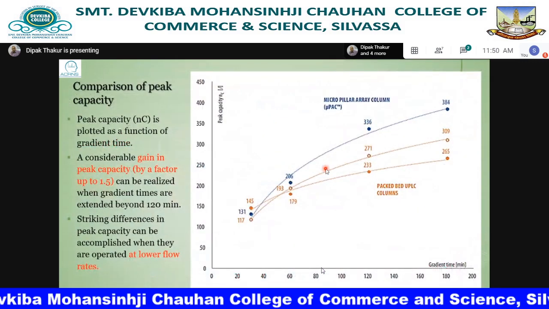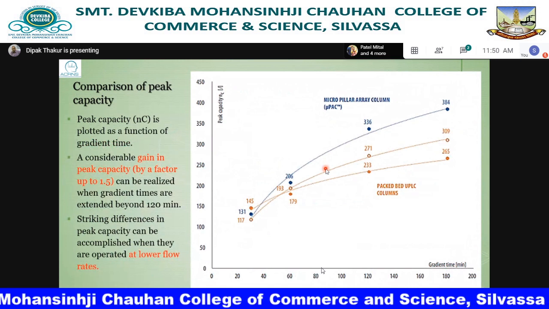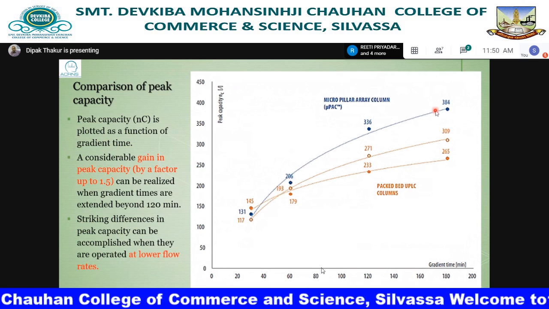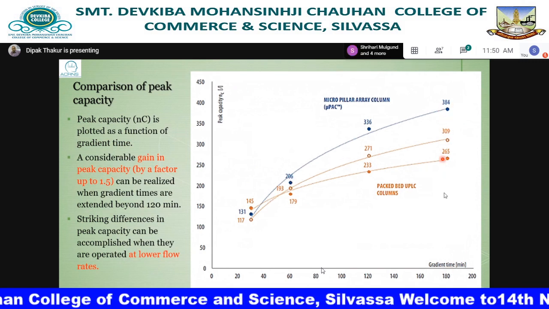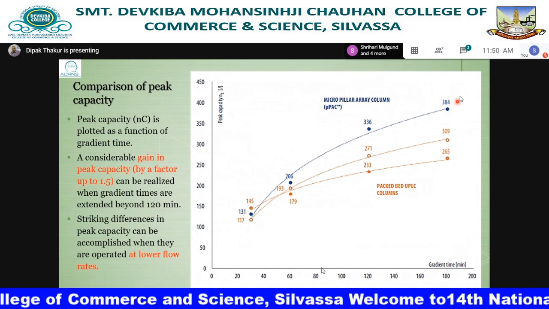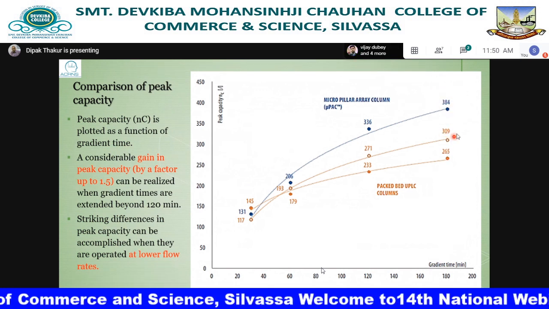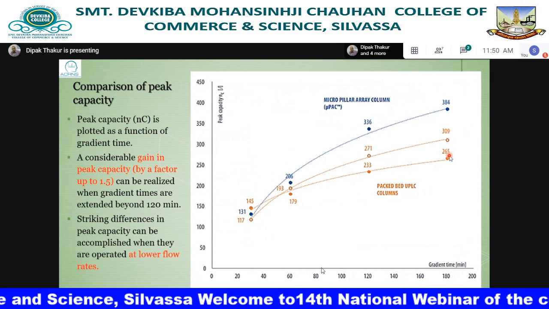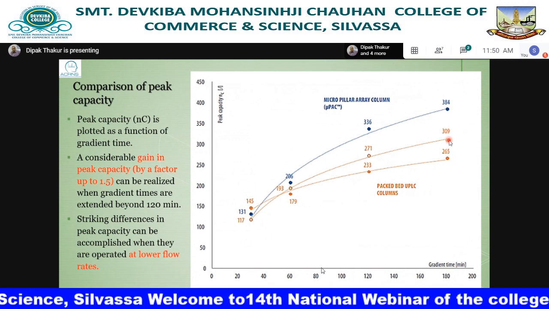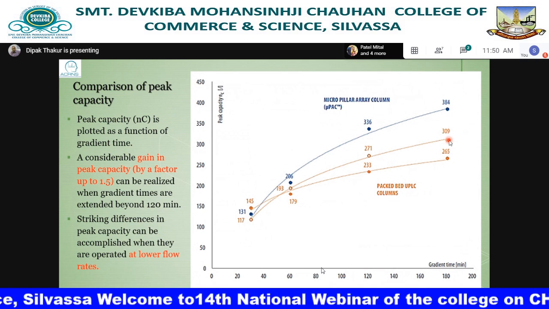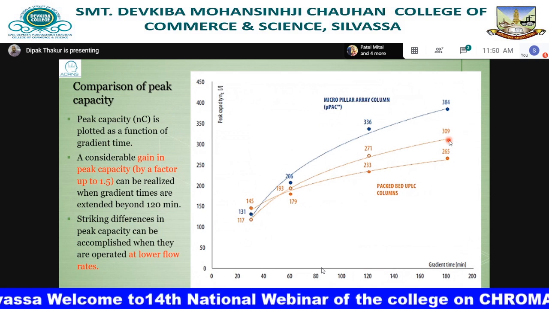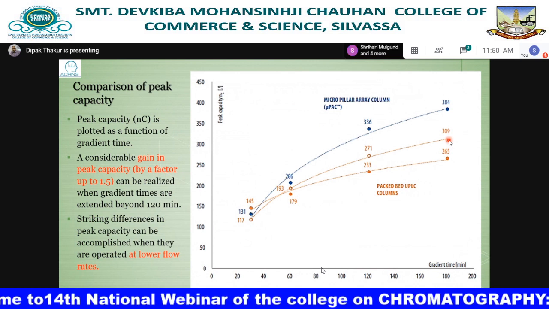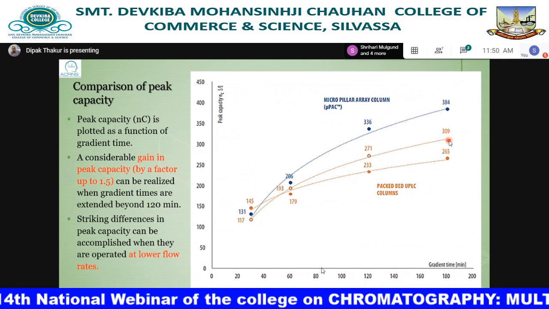Now, here is the comparison of peak capacity in numbers. So see, this is our micropillar column. When you run 180-minute gradient, what is the peak capacity? Is 384. But in case of other packed column, it's around 265 to 300, because these are the two columns. They have similar dimension, but different lots they have taken. And what we see is almost 33% better peak capacity with micropillar array columns.